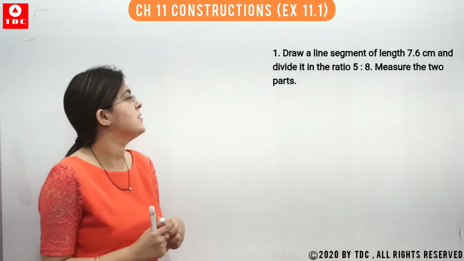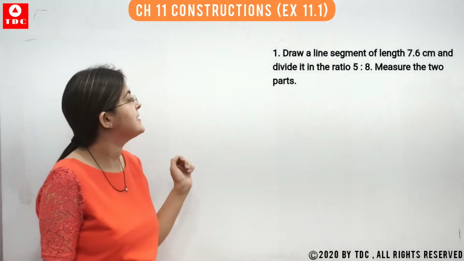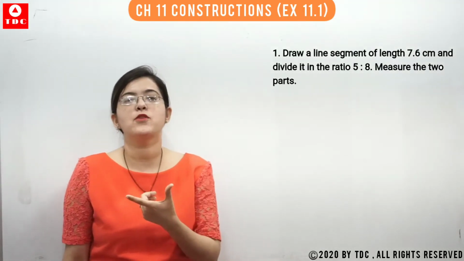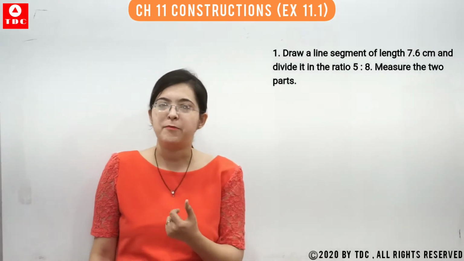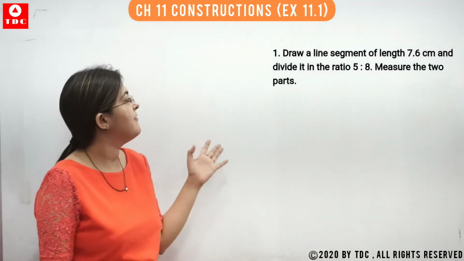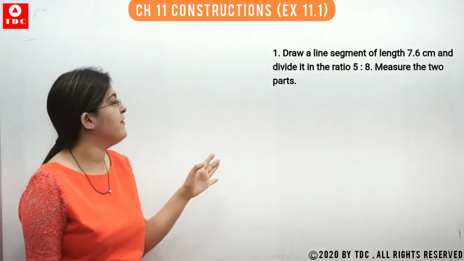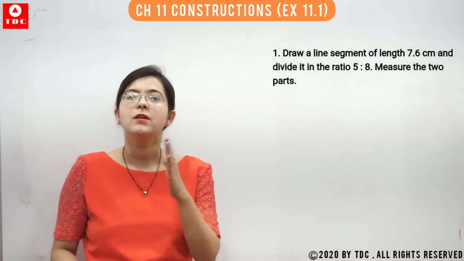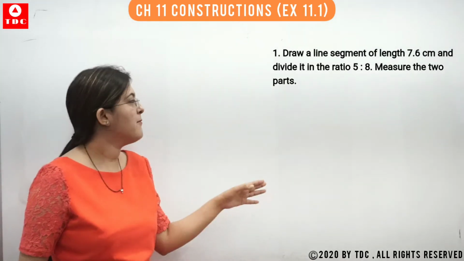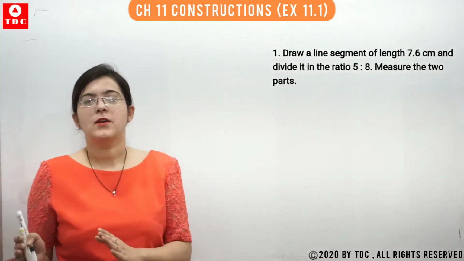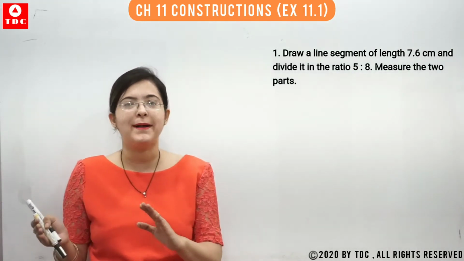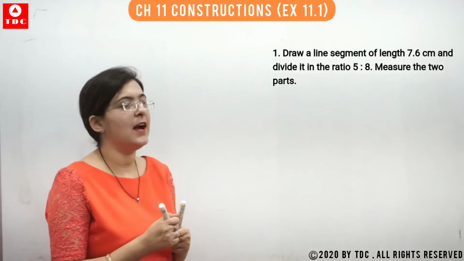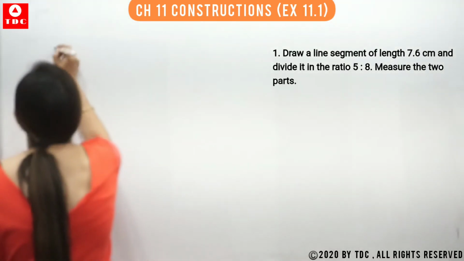See the first question, what it is: draw a line segment of length 7.6 centimeter. That means first we have to draw a line segment of 7.6 centimeter and divide it in the ratio 5:8. Then we have to measure its two parts. We have divided it into two parts, 5:8, and we have to measure their lengths. So let's start, see how to solve such questions.